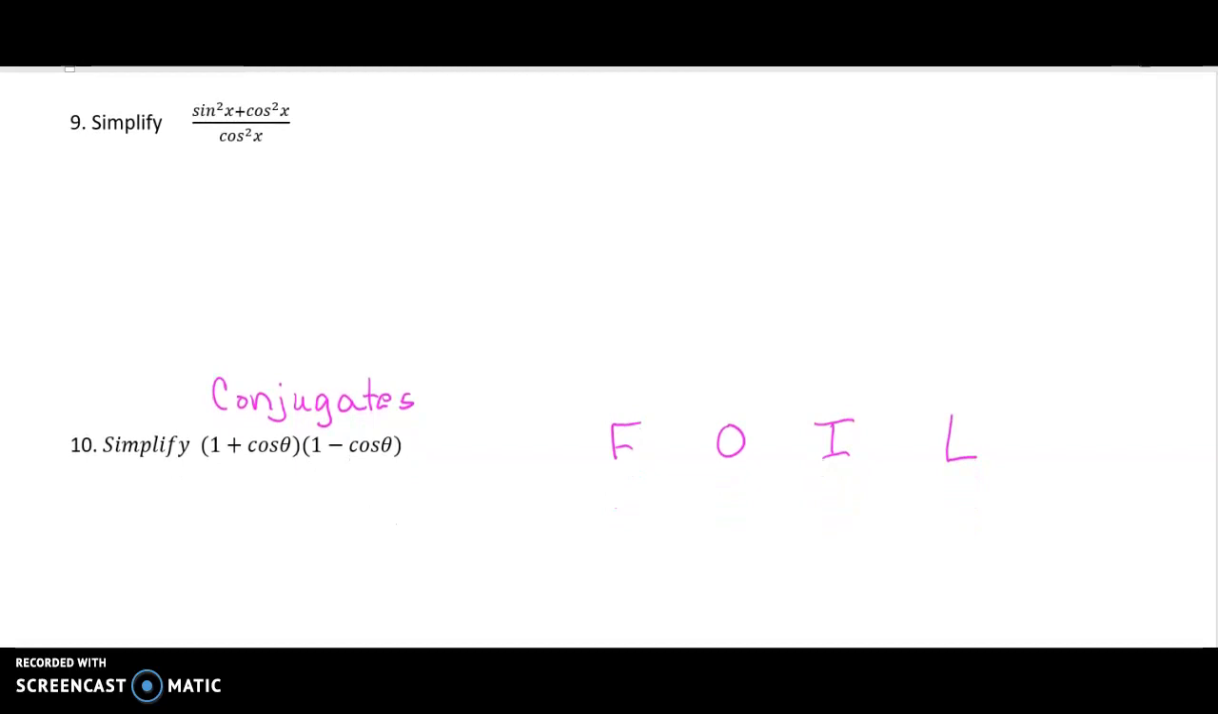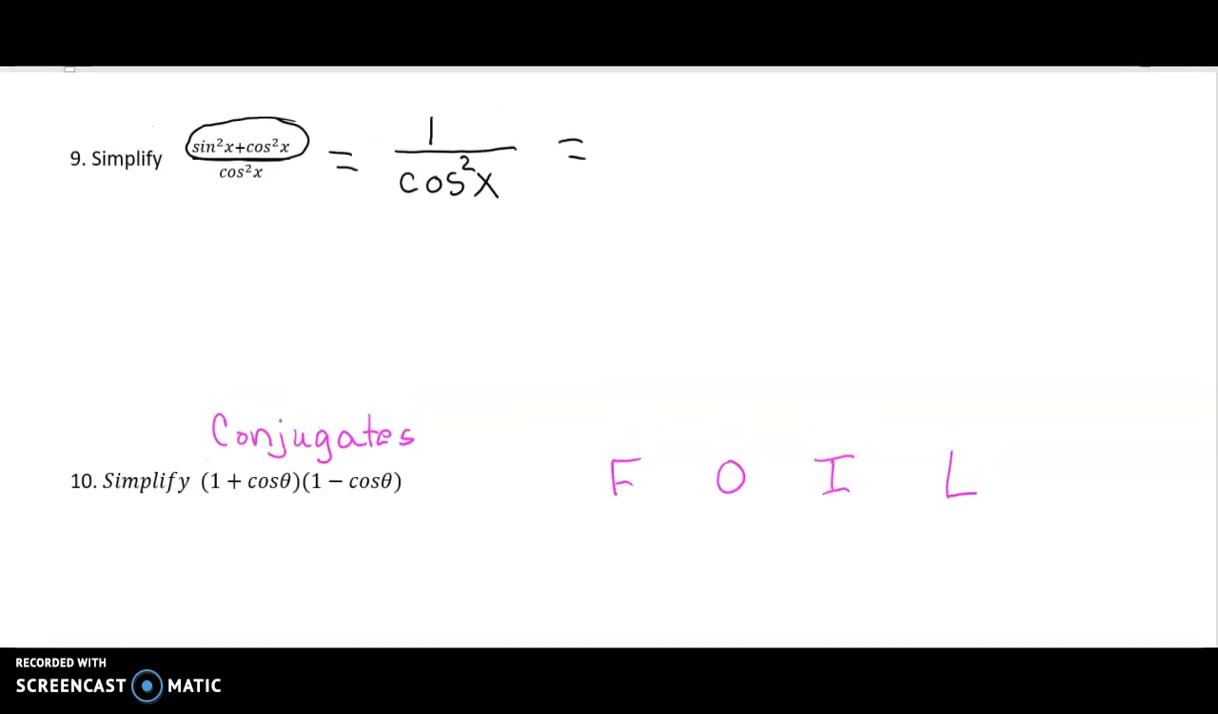Okay, number 9. Number 9 is an easy one. The first part of it, we have sine squared plus cosine squared. If you look up above, that is equal to 1. So we have 1 over cosine squared x. And because we don't want to leave a fraction, if at all possible, 1 over cosine is secant. So 1 over cosine squared is secant squared x. Okay, last problem.